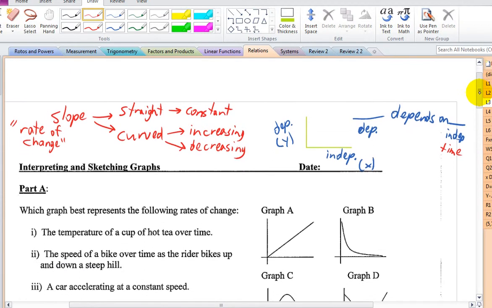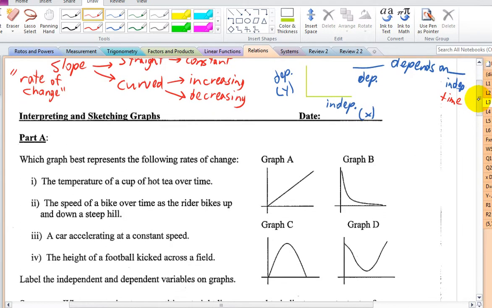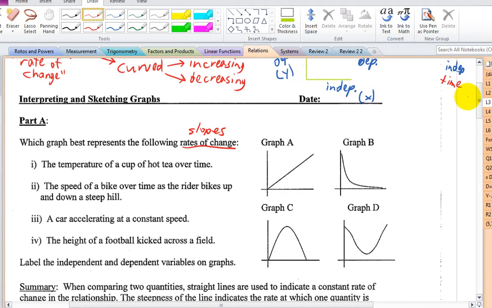Okay, let's get going here, interpreting graphs. So today we're going to look at more science type graphs, physics type graphs, and kind of getting into a little bit of statistics as well. So we're going to read here, which graph best represents the following rates of change? So we're looking at our slopes. The slopes will key us into what's going to go on. The temperature of a cup of hot tea over time. So you have a hot tea. What's going to happen to the temperature? Yeah, the temperature will decrease. So A, B, C, or D, which one's showing starting with a high temperature and then it decreasing?